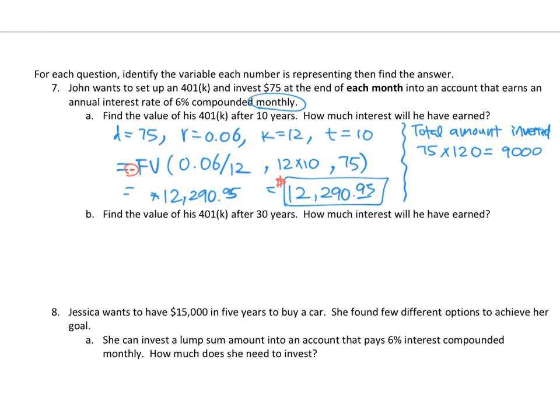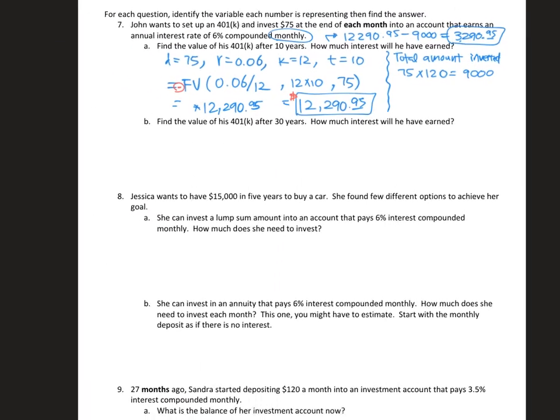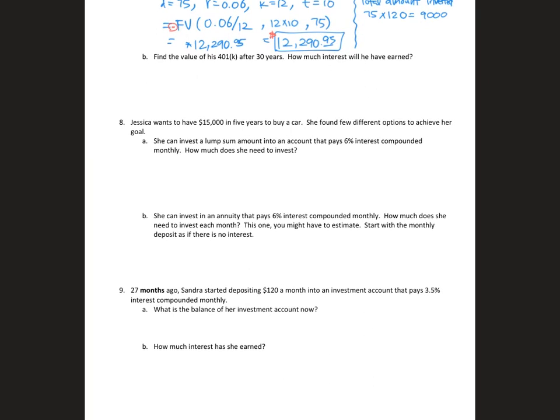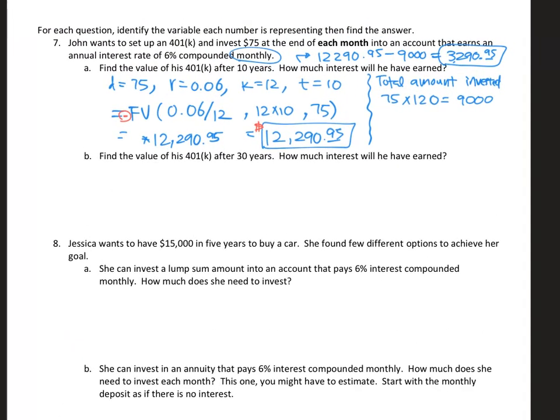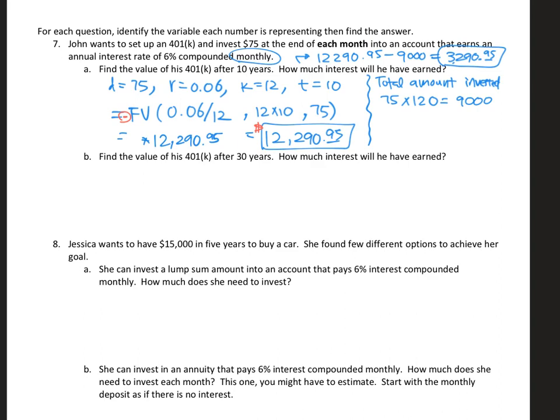Oh, that's a pretty good deal. So total interest earned will be then 12,290.95 minus 9,000. So it'll be $3,290.95. So that's how much he made. Okay, cool. I'm going to have you now try part B, and I think now you can basically finish the rest of it here, right? I'm going to post a separate video for more detailed explanation of the future value function, so you can do that, but I think you can finish the rest of the worksheet.